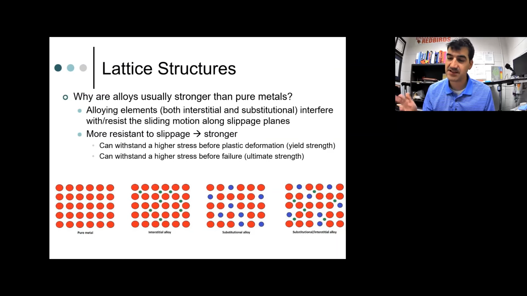And later on, we're going to call that point the yield strength. We haven't talked about that yet though. And furthermore, if it's more resistant to slippage, if it's stronger, then it can withstand a higher stress before it ultimately fails. And that is referred to as ultimate strength. That's what you looked up in matweb.com for lab 1.